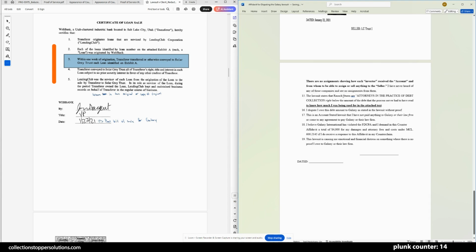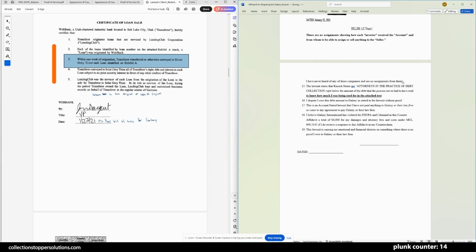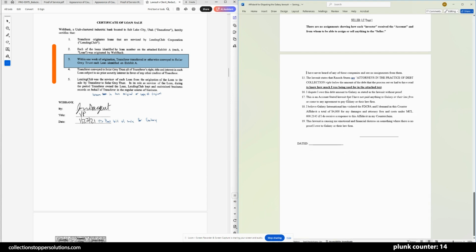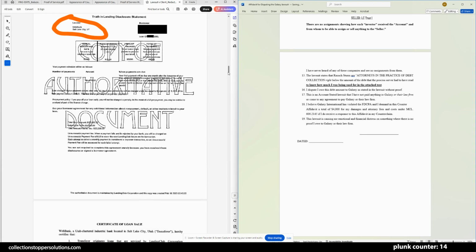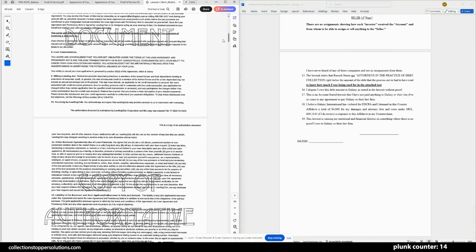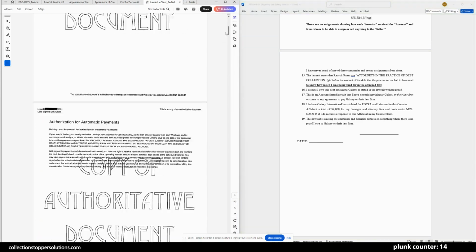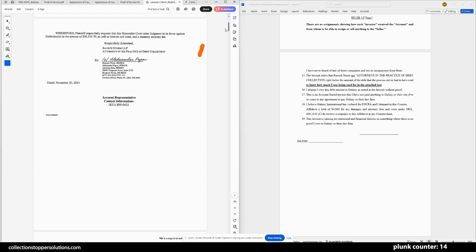And then the client says, I've never heard of any of these companies, and I see no assignments. So that's the thing that you or your client is signing. It also says the lawyers are attorneys in the practice of debt collection. It does say that if you look, because it may seem like a small thing, but you want to attach everything. It becomes a wall.